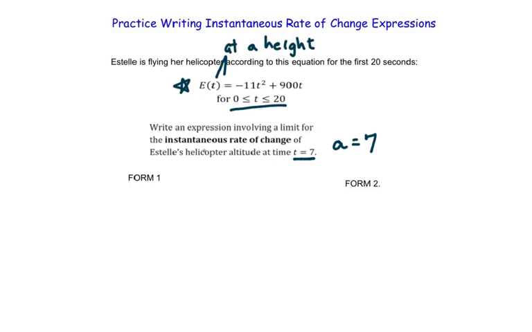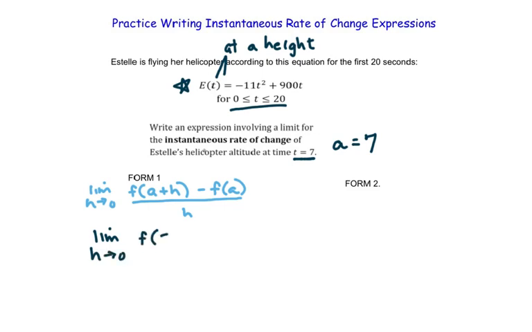So the first form, let's remind ourselves what that is, and there you have it. And now we're just going to plug the 7 in for the a, so we have the limit as h goes to 0 of f of 7 plus h minus f of 7 all over h. And that's my first one.